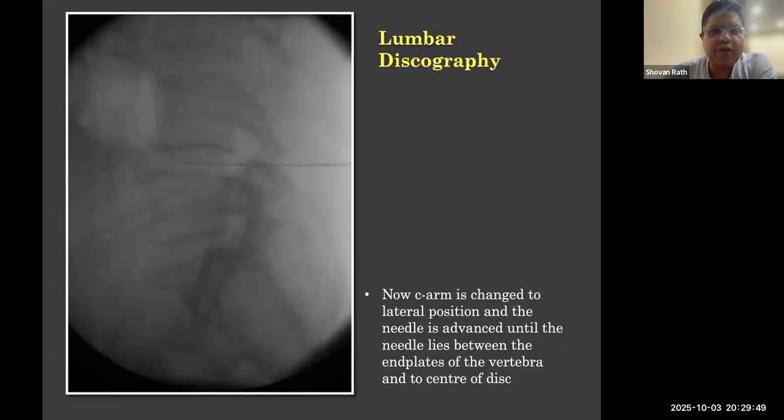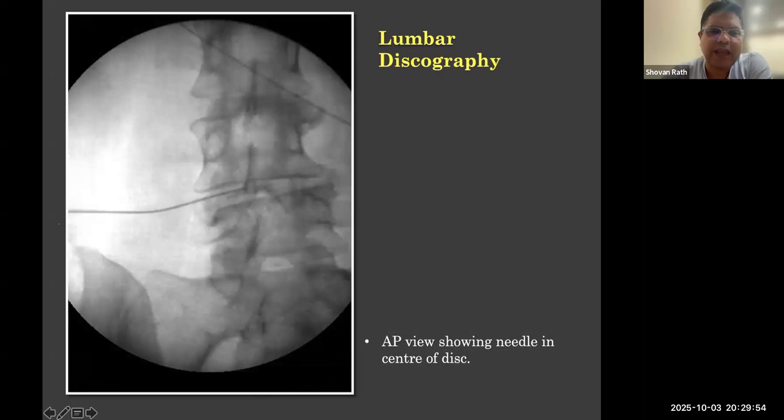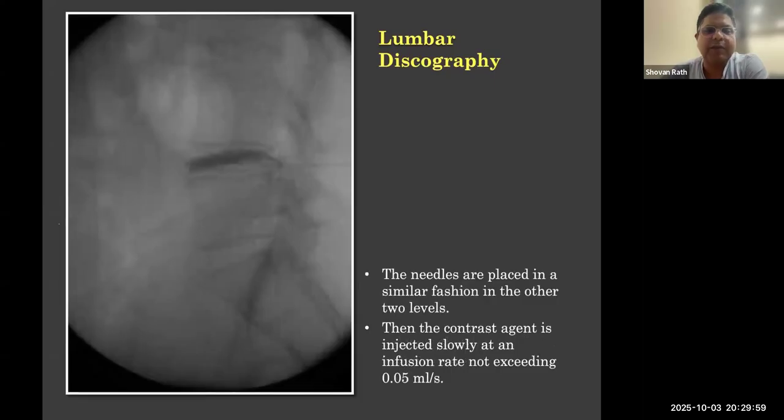Now, this is what you'll see in a lateral view, that it is inside the disc, and you can put some amount of dye. This is on an AP view. You see that it is inside the disc in the midline, and you can put some amount of dye to confirm your needle position, as well as whether it is a concordant disc, the disc which is causing pain, because while putting the dye, it will be painful. Ideally, whenever we are doing a discography, we can use just 0.5 to 1 ml of dye, and it should be done one level above and one level below, so that you will be 100% sure which level is painful.